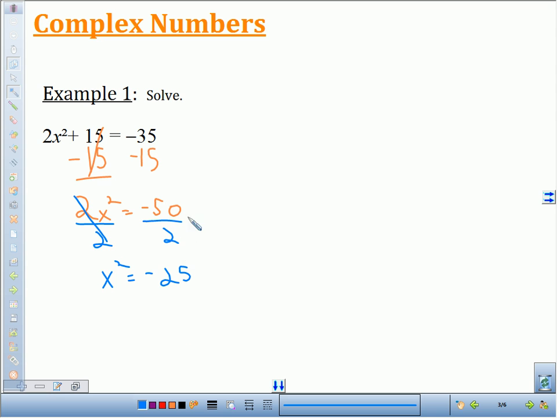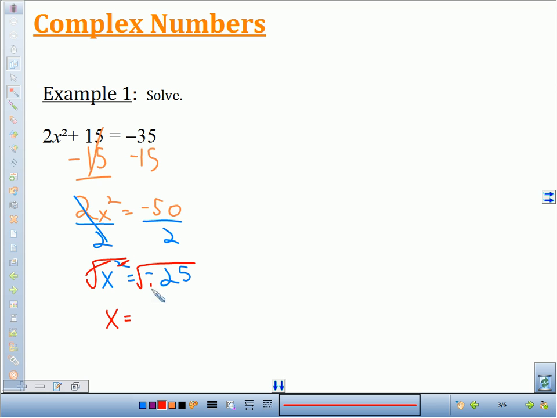That gives us x squared equals -25. Now, this is where it gets interesting. We have to take the square root of both sides, right? We need to get rid of the square on the x. Taking the square root does that. It leaves us with x. The square root of -25, though, presents a problem. We are not allowed to take the square root of a negative number.